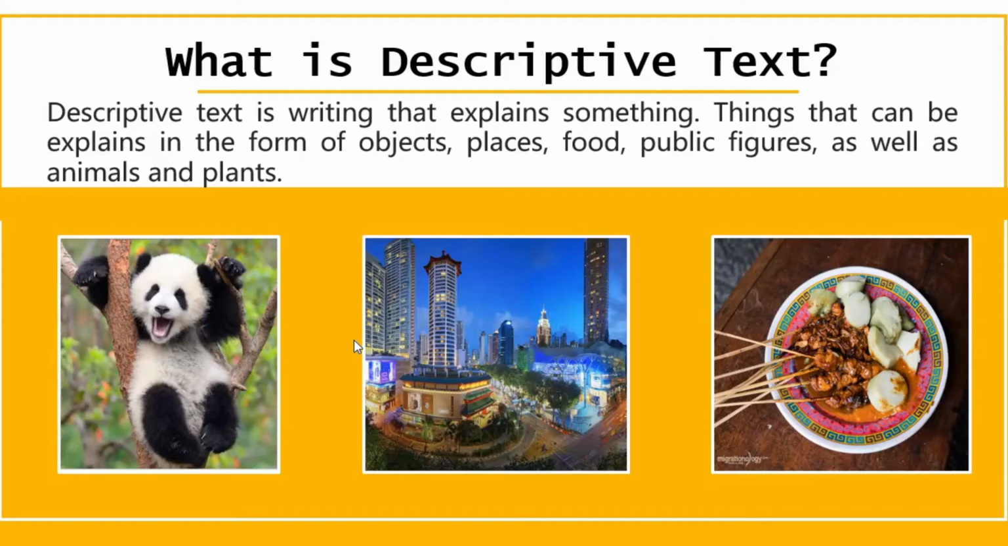Okay, have you ever heard about the descriptive text? Alright, I will explain it to you. What is descriptive text? Descriptive text is writing that explains something, a thing that can be explained in the form of object, place, food, public figure, as well as animal and plants.